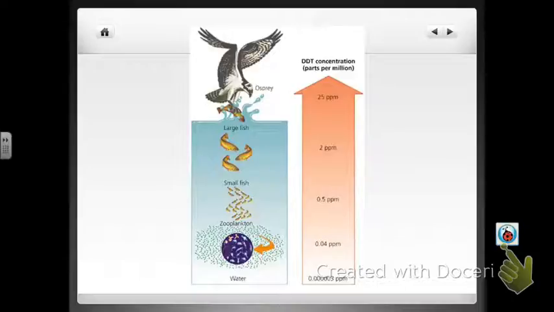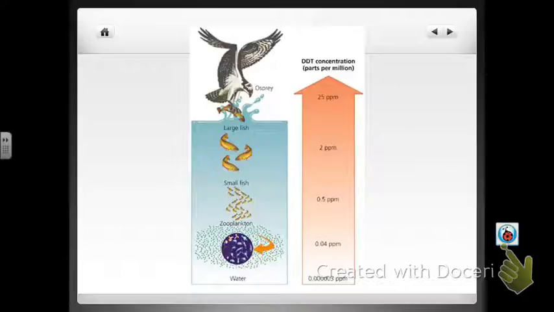And when they examined the tissue, they found that the ospreys and the eagles had 25 parts per million DDT in their tissues, whereas the phytoplankton, the plant producers in their food chain, look at how small the number is. That is 3/10, 100, 1,000, 10,000. 3 parts per million of the DDT.